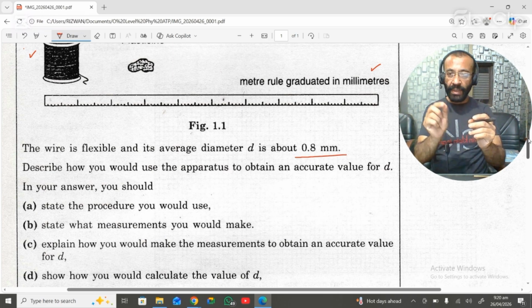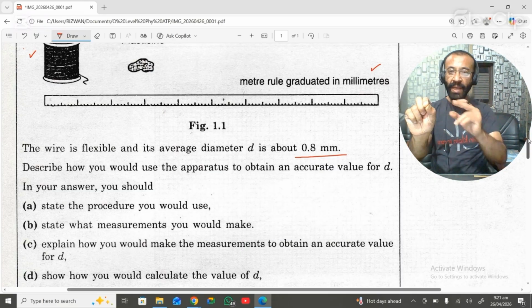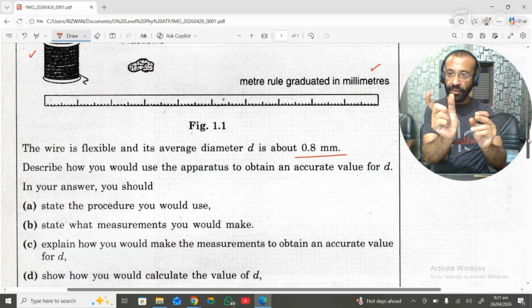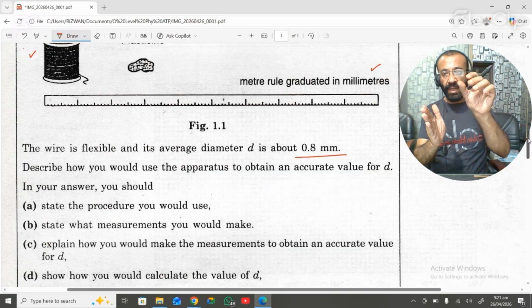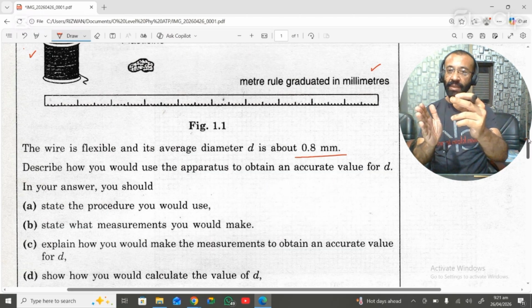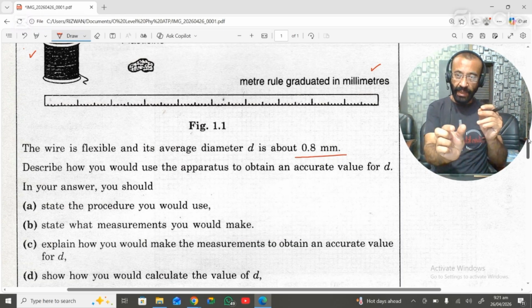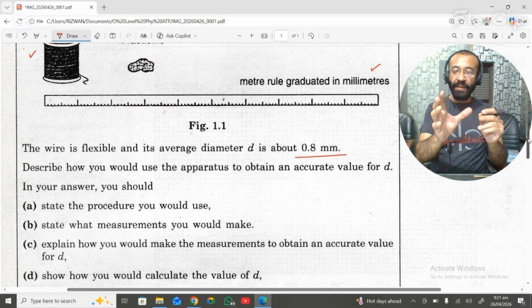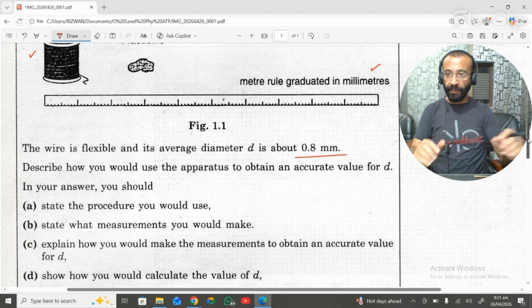Then we will note the initial measurement on the meter rule, and the final measurement where the winding finishes. Then the distance between the two lengths will be found. That value will be put in the numerator, and the number of turns will be put in the denominator. After solving it on the calculator, you will find the average diameter of the wire.